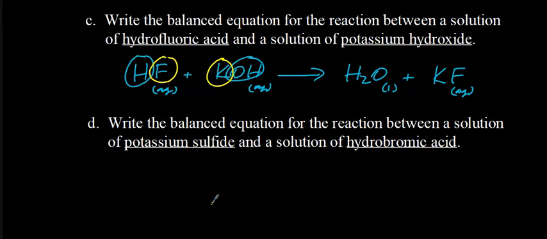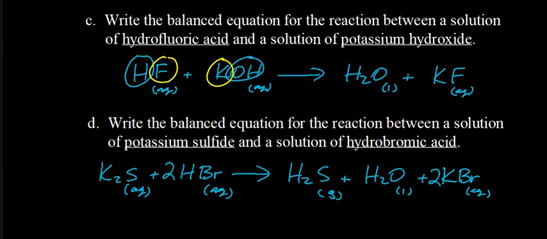All right, try another one. Write the balanced equation for the reaction between a solution of potassium sulfide and a solution of hydrobromic acid. So now that you know the formulas for hydrochloric and hydrofluoric acid, you should be able to figure out the formula for hydrobromic acid. See what you get. Pause the video, please.